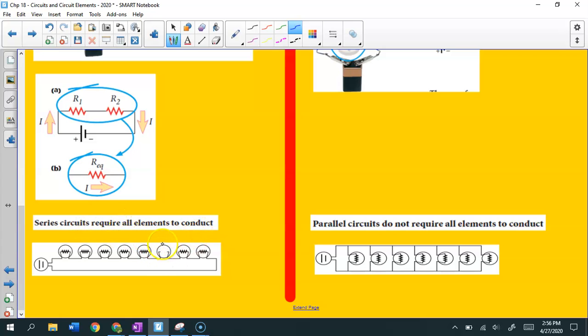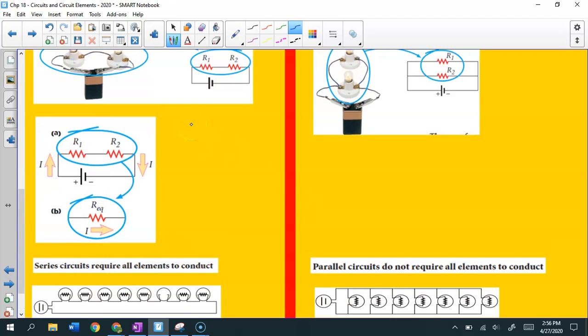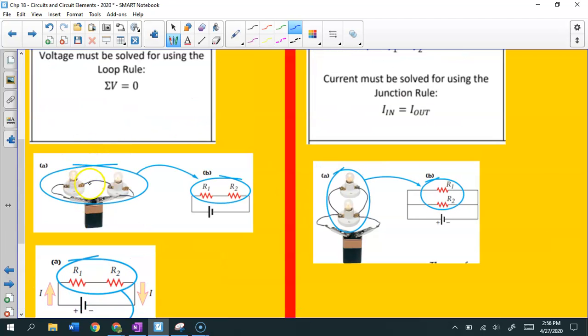All the elements need to conduct. If even one of the elements breaks, the entire connection is broken. It's as good as you just snipping the wire here. And now none of the bulbs are going to get any current, right?